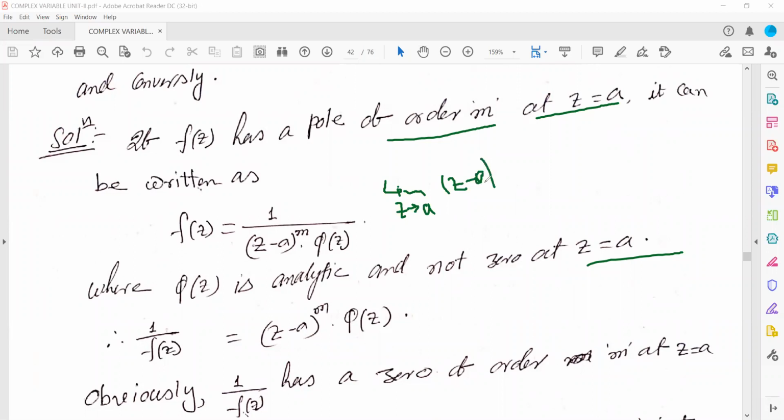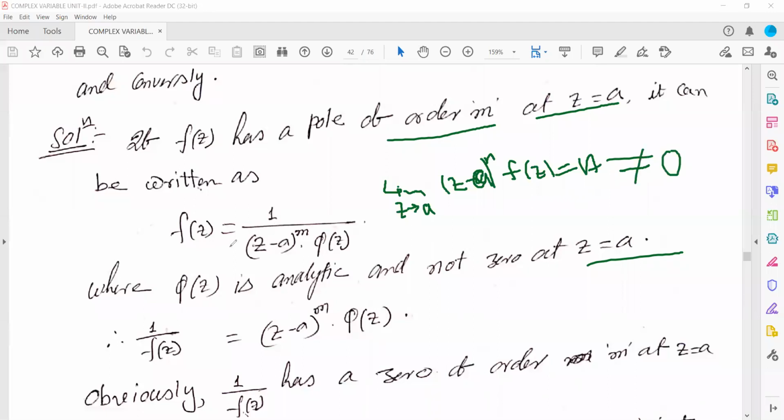There exists a positive integer n such that (z minus a) to the power m times f(z) will be equal to some constant, and that should not be equal to 0.